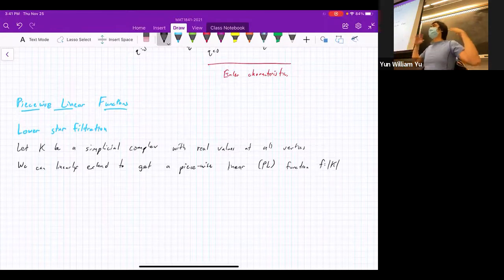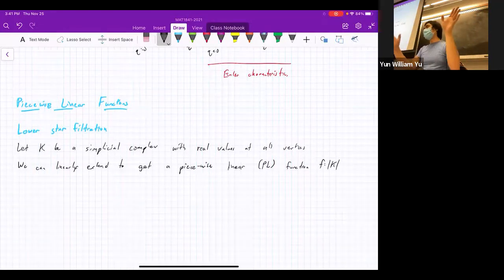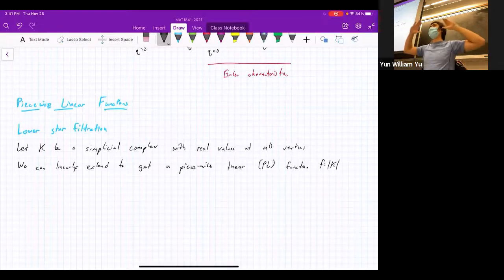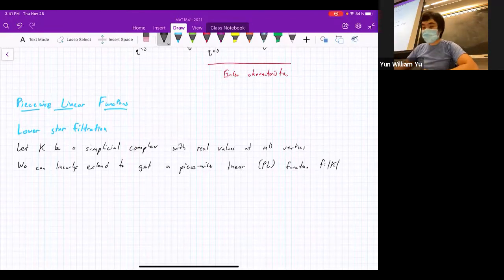Since remember, we defined simplicial complex a couple different ways. We had this abstract simplicial complex that was just defined as some set of sets of the vertices. But you can also think of it geometrically as a collection of these simplices in your space. And what we want to do is extend our function, which we've defined on each of the vertices, to a function that is on every single point in our simplicial complex.